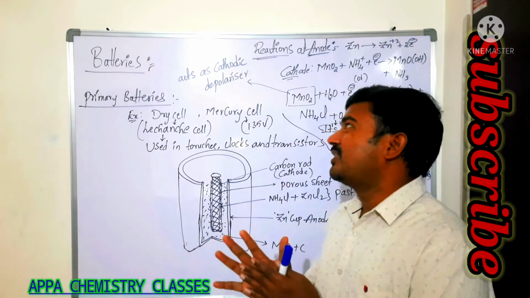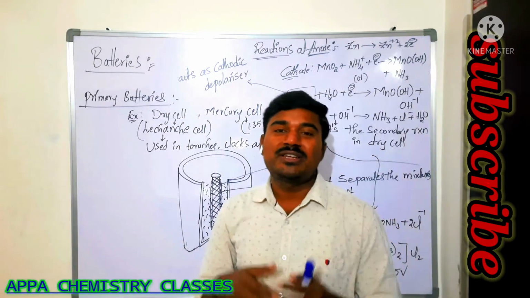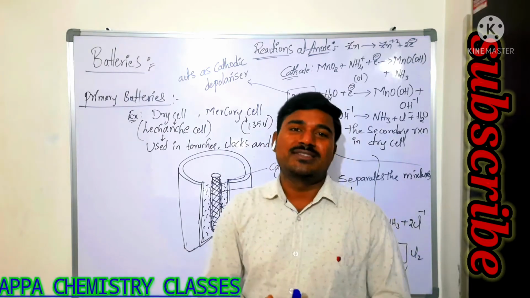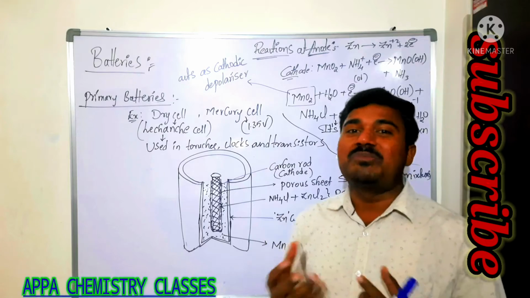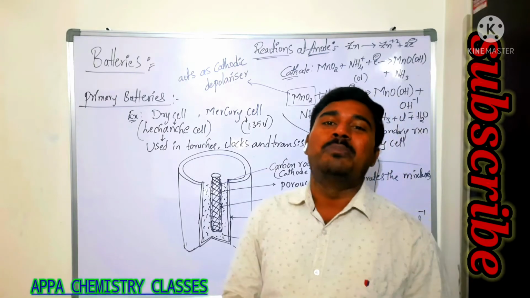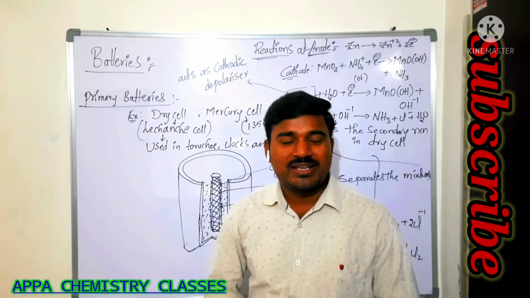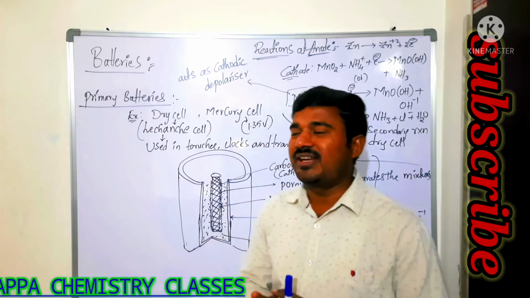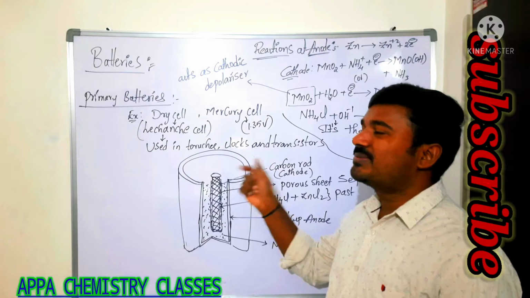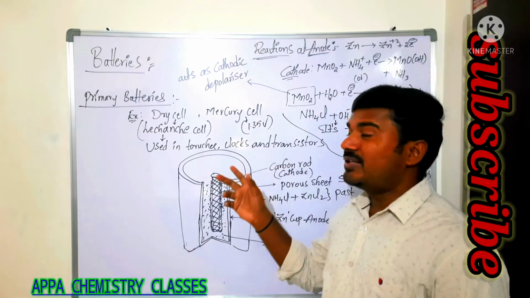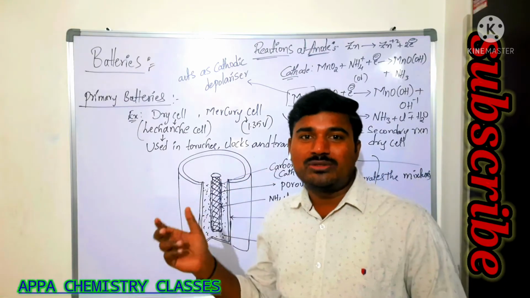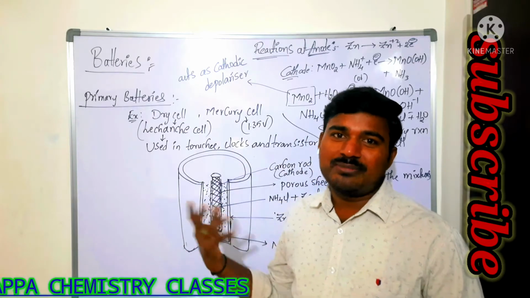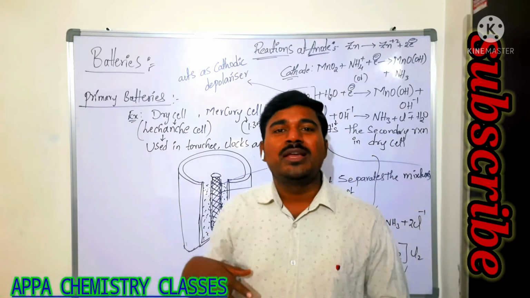So now today's topic is batteries. Before this, we had discussed the concept of electrochemical series, what the electrochemical series is and what its applications are, that we had seen in the previous video. Today's class is batteries. How many types of batteries are there? We will take one example in each case. We have mainly two types of batteries. Those all we will see.